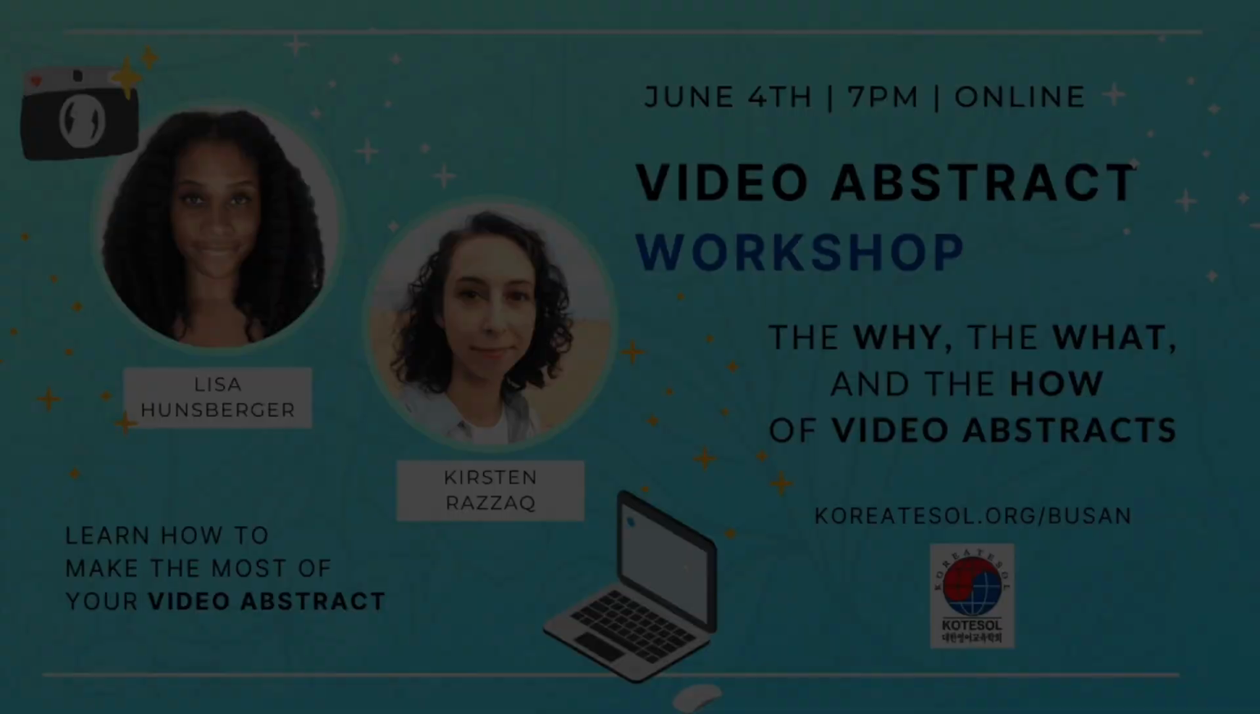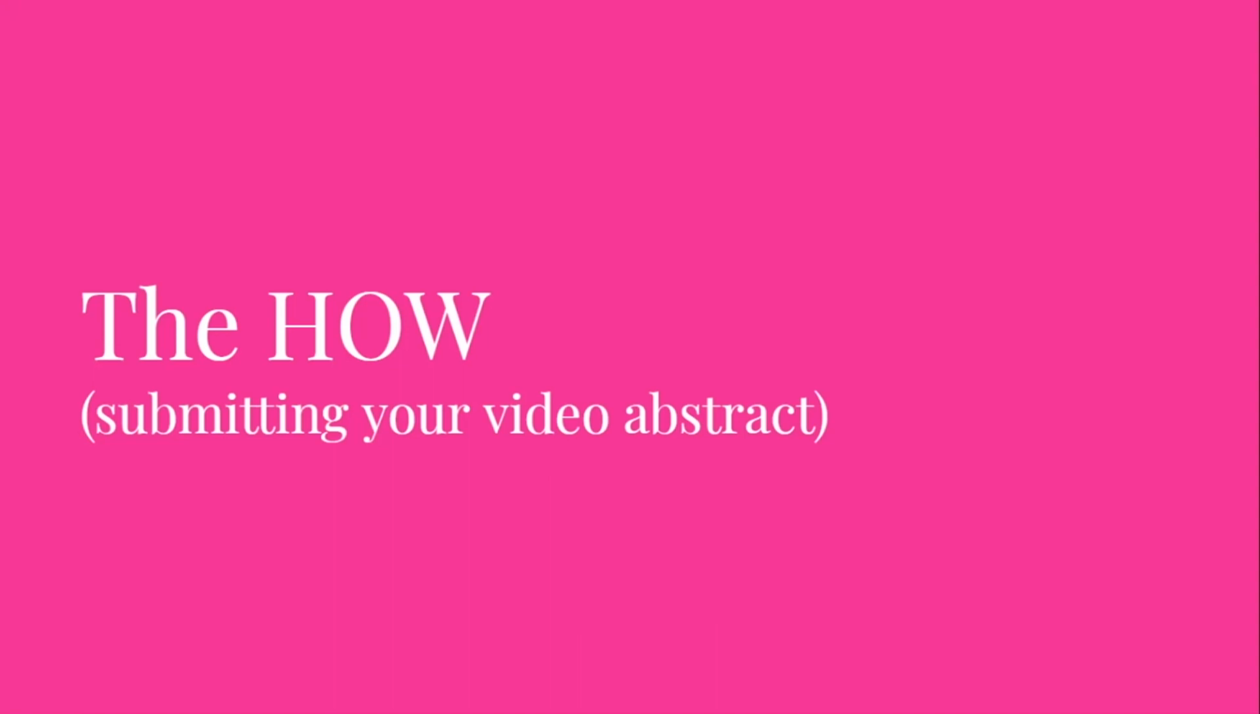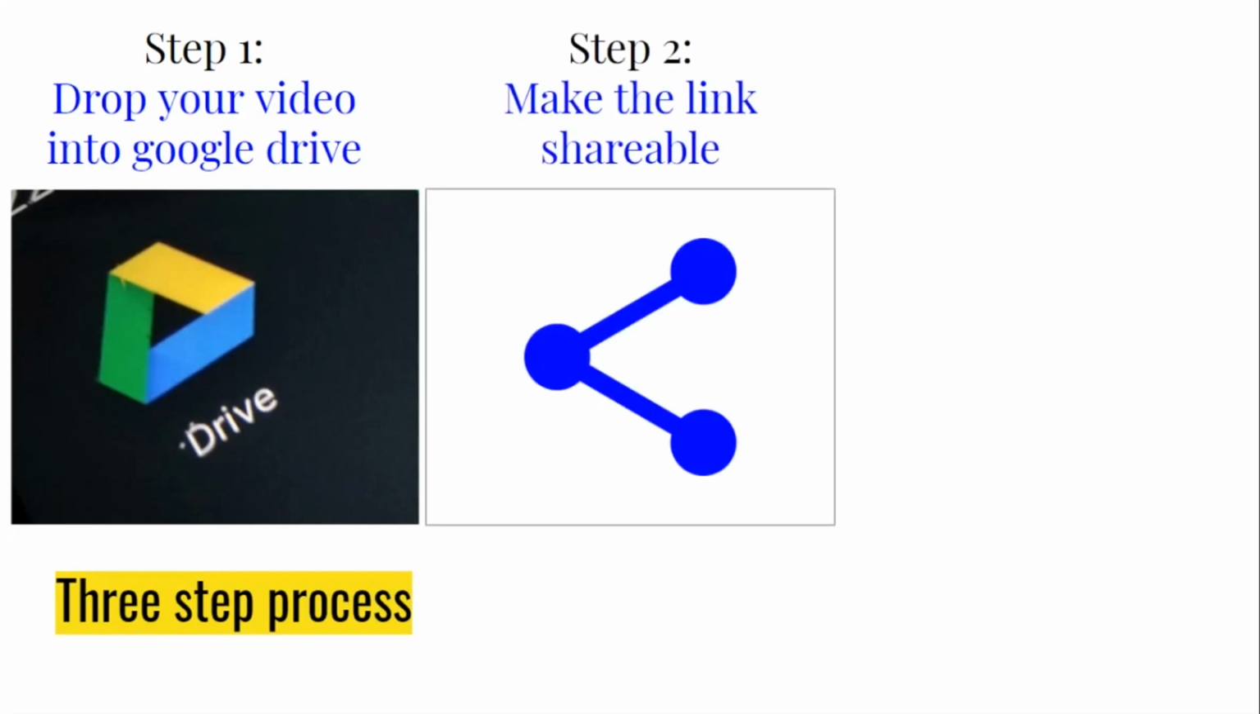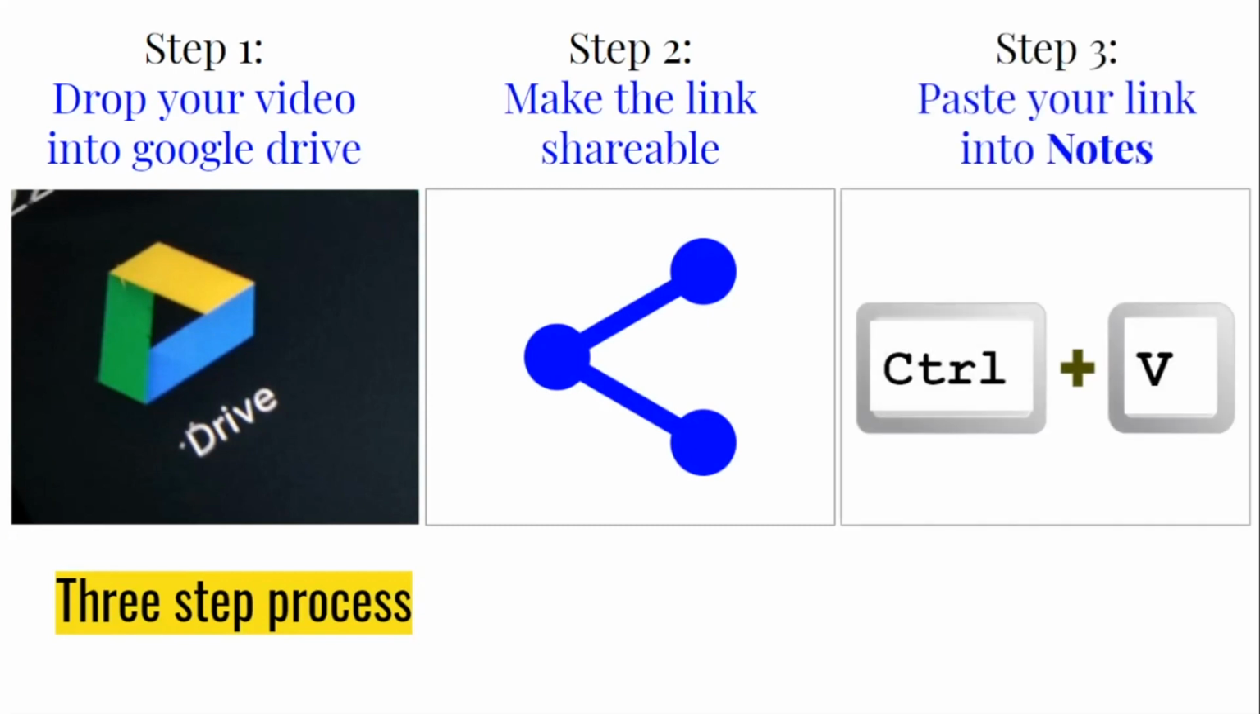So now I'm going to show you how you submit your video abstract. It's a 3-step process and it's really quite simple. Firstly, you drop your video into your Google Drive, most likely an MP4 file, although there may be other file types that you use. Second, you make the link shareable. So you make your file viewable by other people, and then you get that link, copy and paste it into Notes.